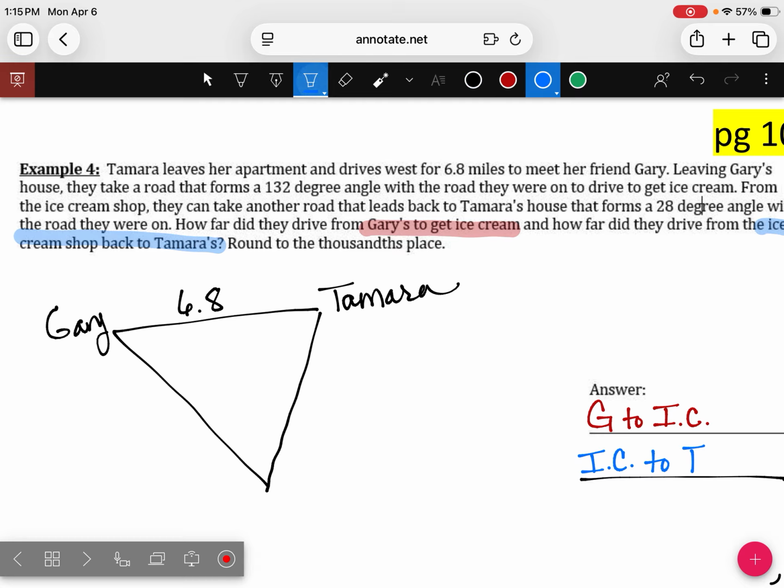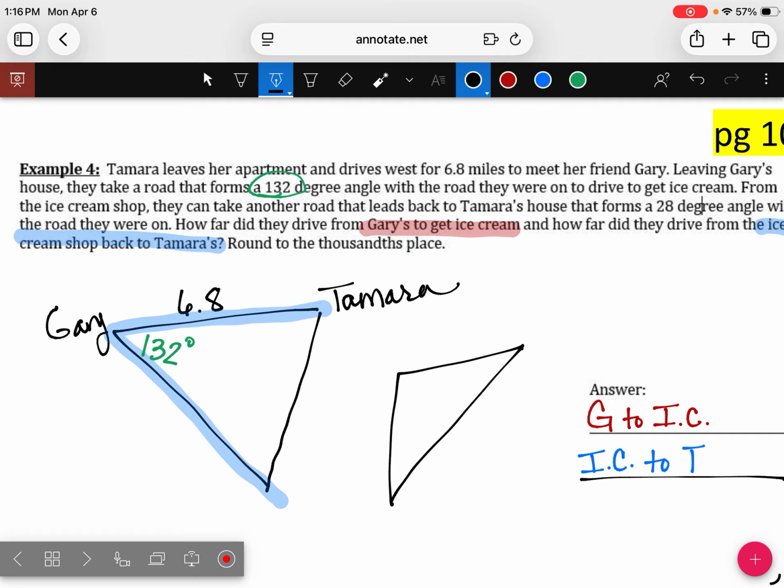So this is the road that they were driving on. And then they took this road to get the ice cream. So they take a road that forms 132 degrees with the road that they were driving on. So this would be 132, because first they were driving this way, and then they took a turn. Of course, this is not drawn to scale because every time I draw an acute triangle, but this is an obtuse triangle. So truly, we should draw something closer to this. But I just make it simple and keep it the same triangle every time. But that's 132 degrees.